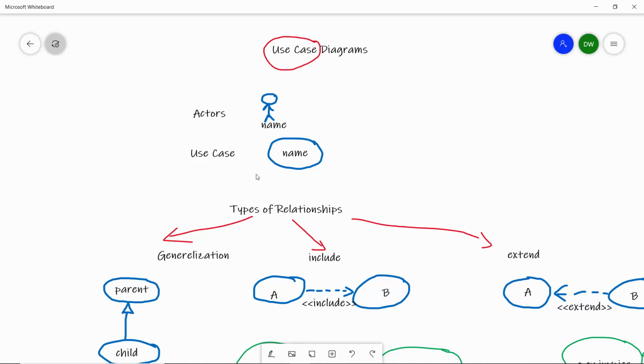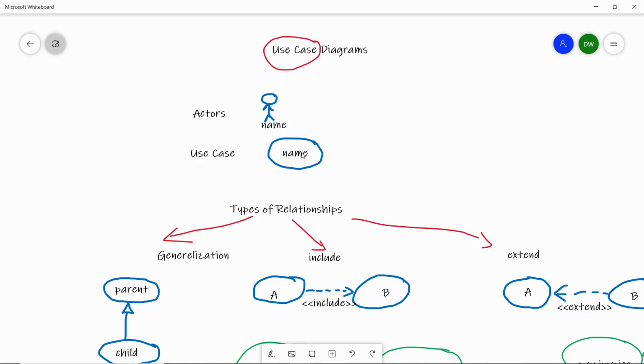And a use case means a behavior. So this use case always describes a sequence of actions, and these actions are any kind of interaction between the user, the actor, and your software.